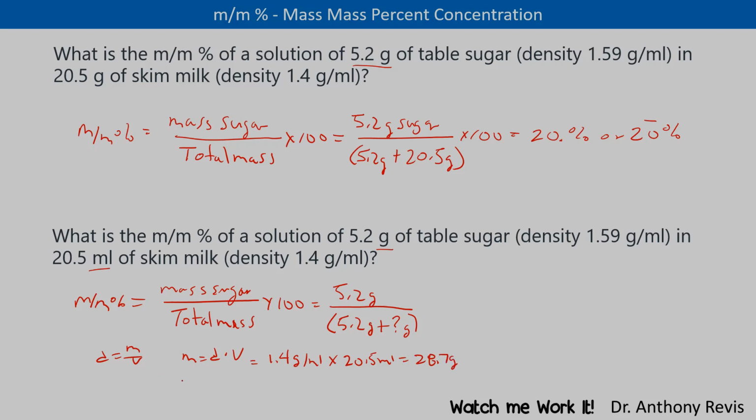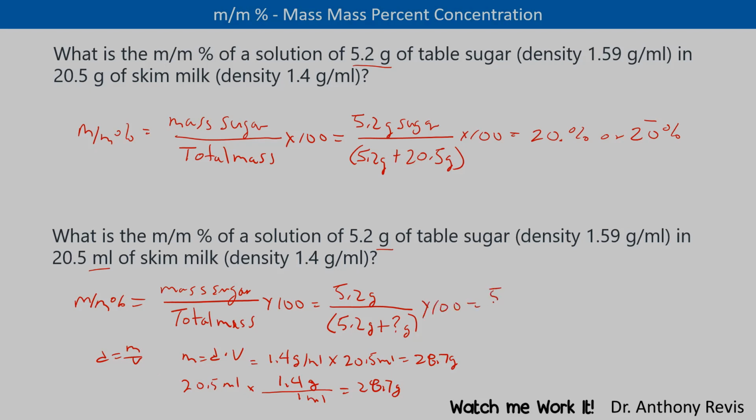Or we could do this by dimensional analysis. It would be 20.5 mils times a bar, 1 mil for every 1.4 gram. Run that through and we get the exact same number, 28.7 grams. So this is times 100 here.